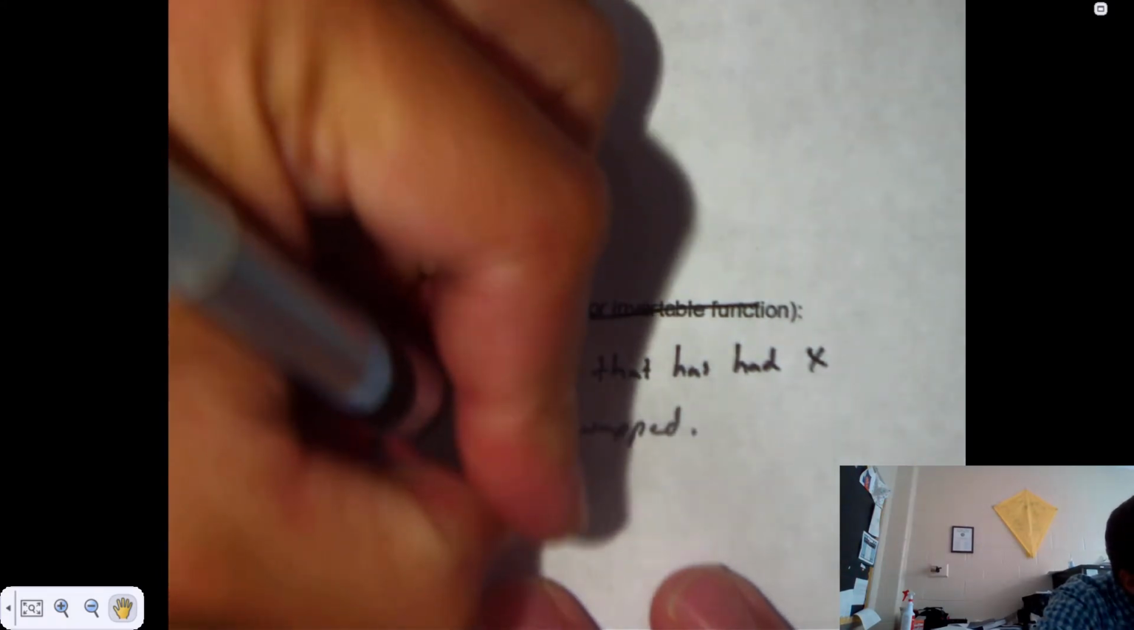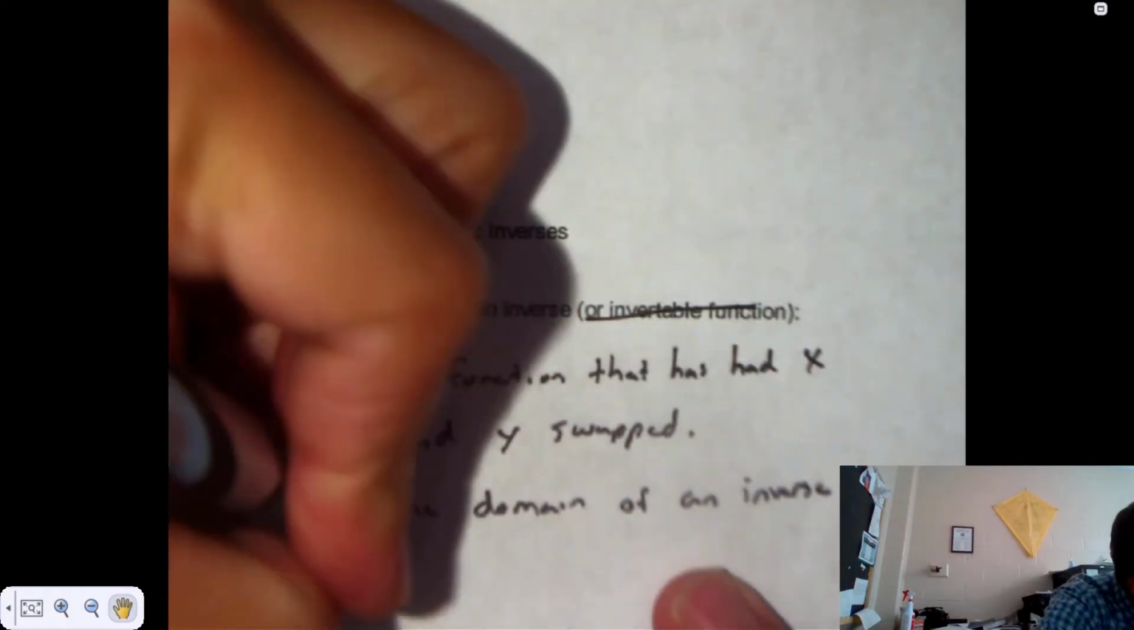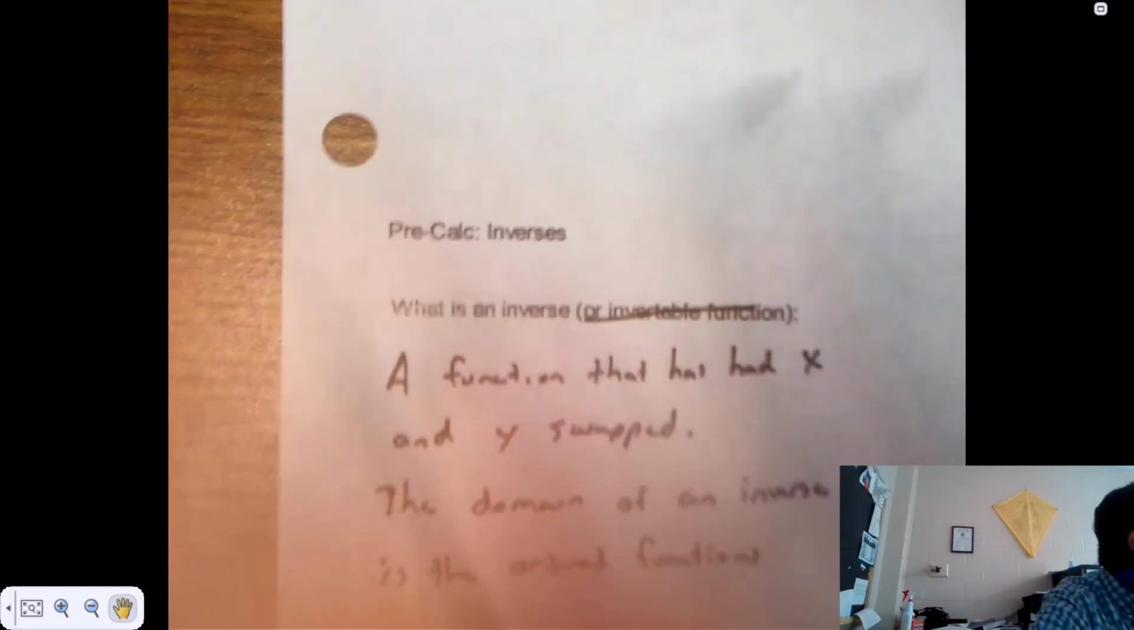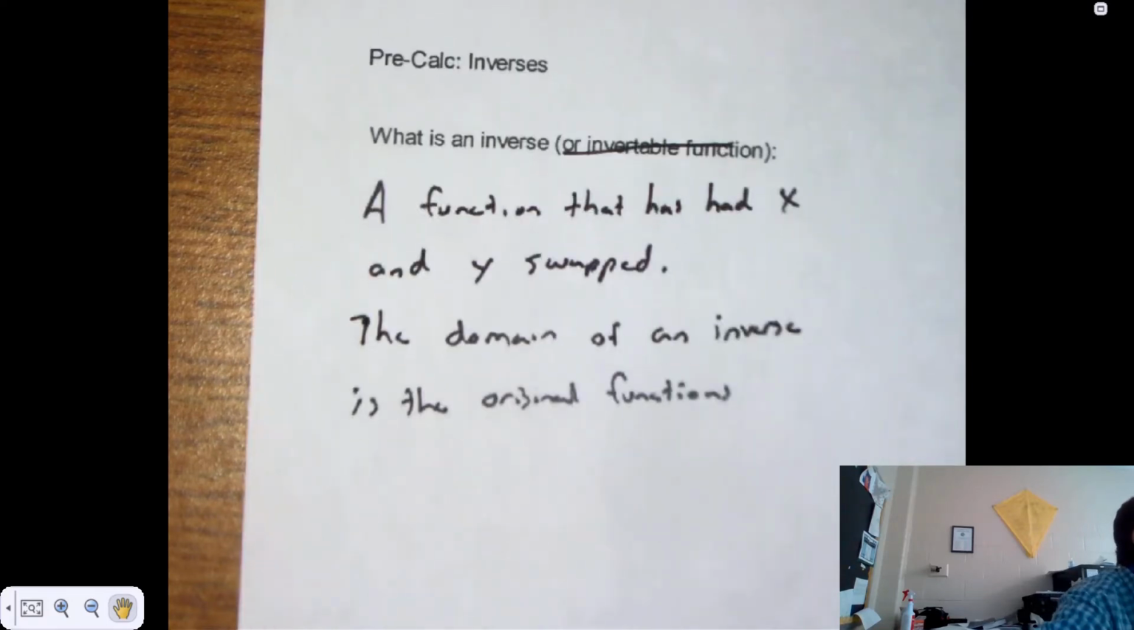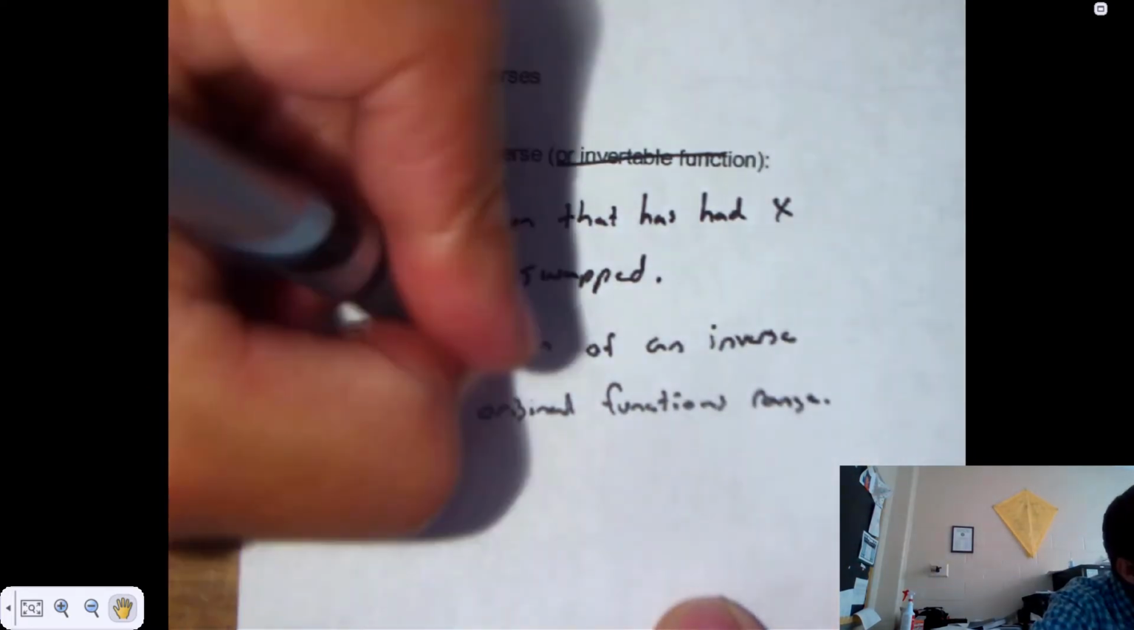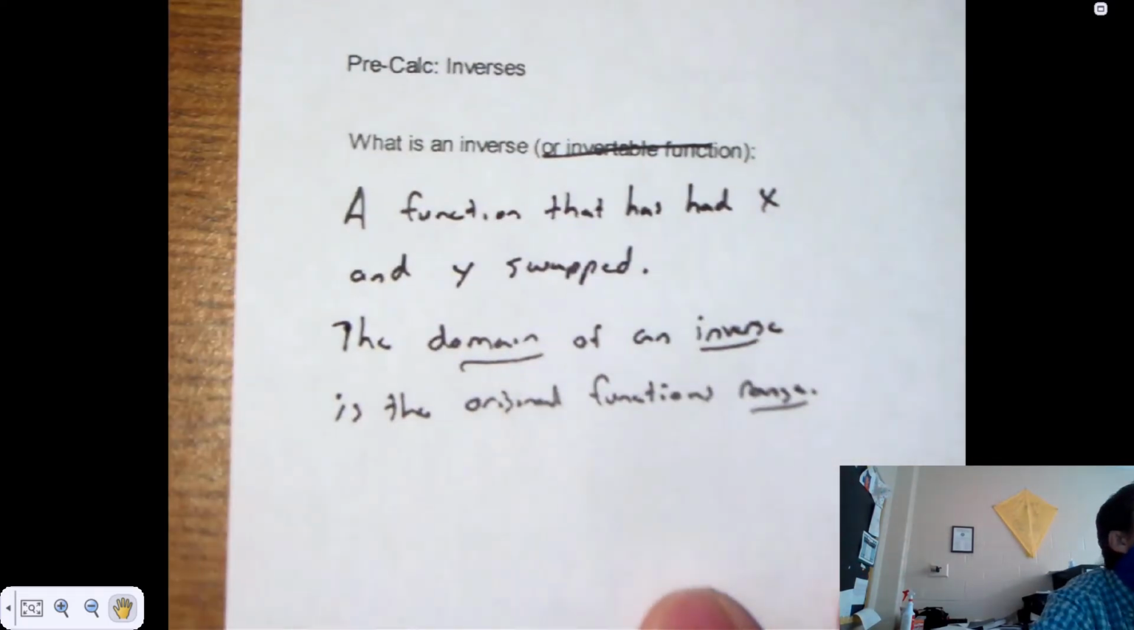The domain of an inverse is the original function's what? Domain is x, right? Inverses swap x and y. So the domain of an inverse is the original function's range. We're swapping everything around. If it's x and y, we swap it. So the domain of an inverse is the original function's range.